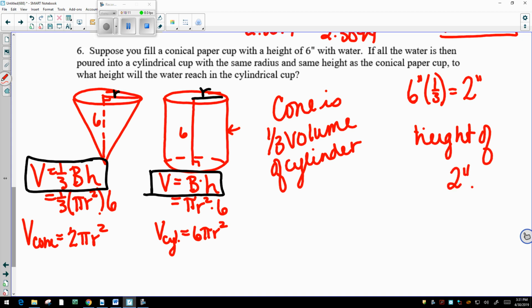So that's a little bit of volume, a little bit of applications with volume. We're going to keep working with this. Just make sure that you're aware of the formulas. If you have any questions, please come in and ask.